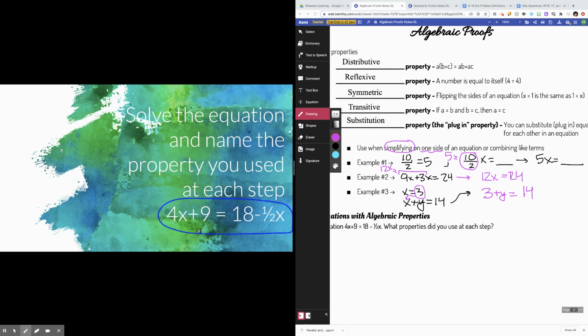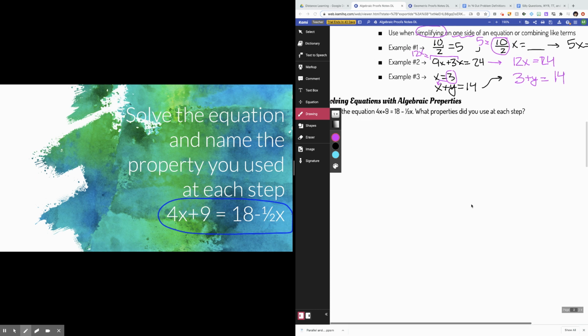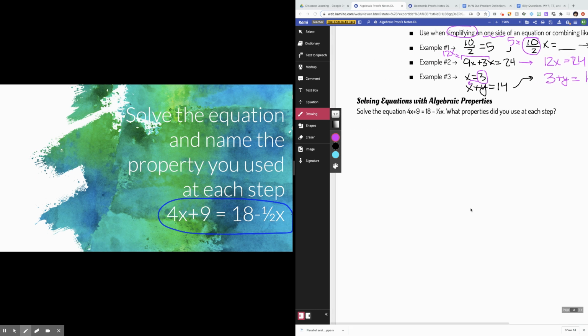Okay, 4x + 9 = 18 - 1/2 x. I want you to see if you can solve that equation for x, right? And then off to the side, write out what properties you used at each step, right? So number the steps and then write out which property you used.